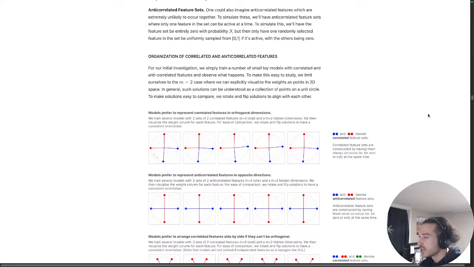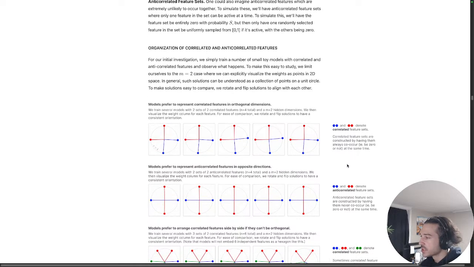Models prefer to represent correlated features in orthogonal dimensions. We train several models with two sets of two correlated features, n=4 total, and m=2 hidden dimensions. We then visualize the weight column for each feature. For ease of comparison, we rotate and flip solutions to have a consistent orientation. So blue and red denote correlated feature sets. Correlated feature sets are constructed by having them always co-occur, i.e. be zero or not at the same time.